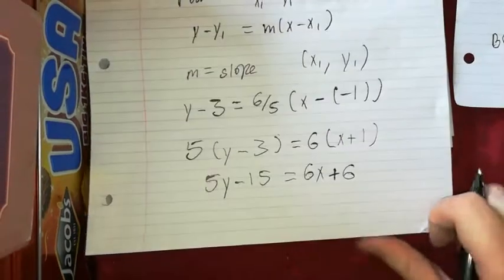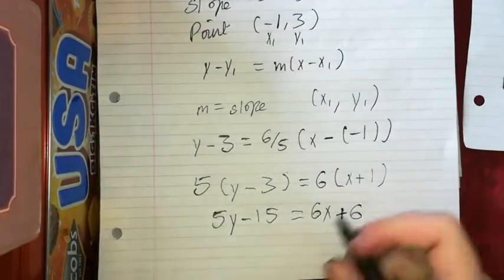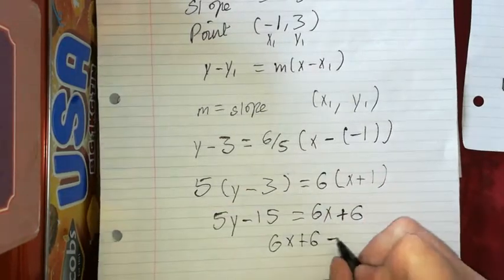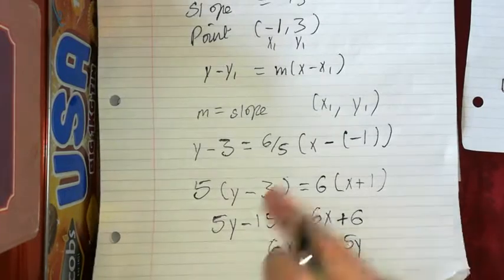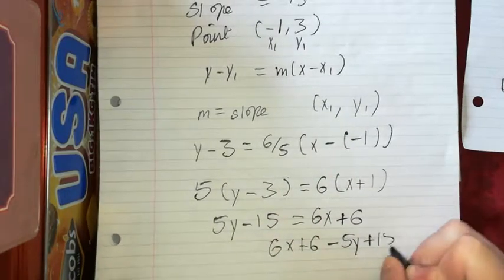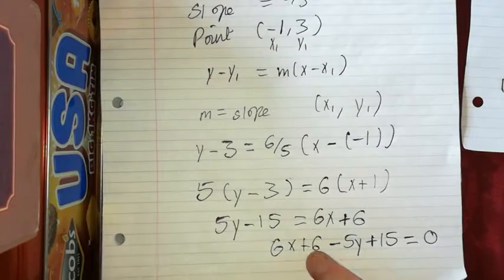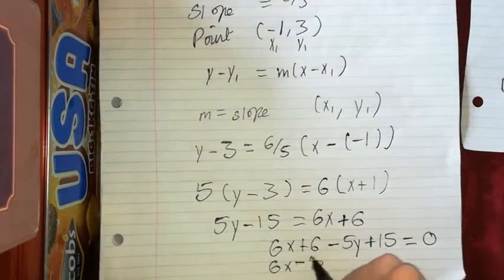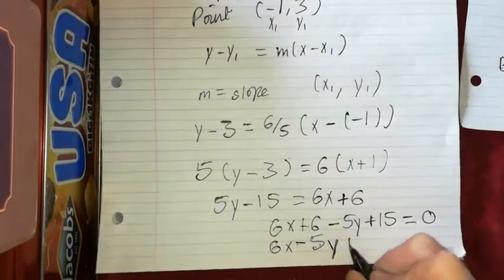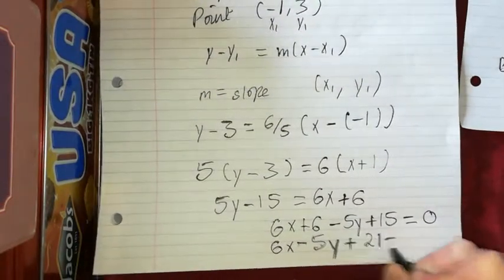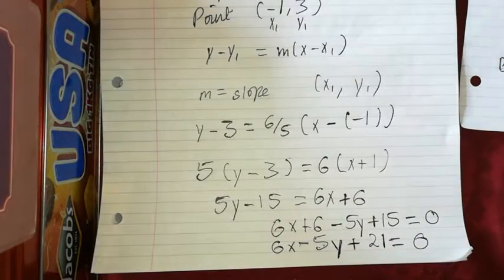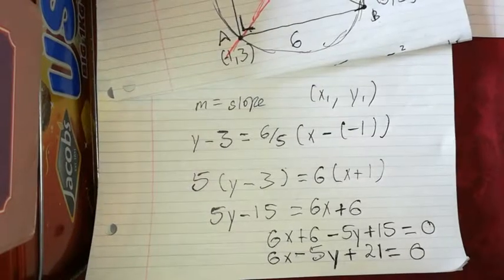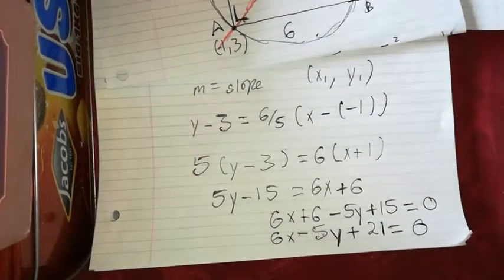And then I might bring everything to the one side. So I'll bring 6x plus 6, and then bring my 5y over, so it'll become minus 5y, and then bring my minus 15 over, so it'll become plus 15, and that is equal to 0. Then I add my 6 and my 15 together, so it'll be 6x minus 5y plus 21 is equal to 0. And that is the equation of the line that goes through A and is perpendicular to BC. And that is our answer for that. Thank you.